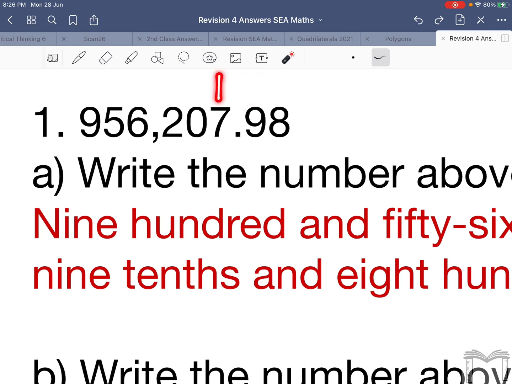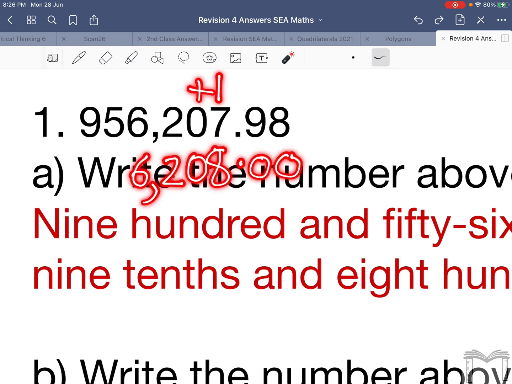We will add 1 to the 7, which will give us 8. And all the numbers on the right of the 8 will become 0. All the numbers on the left of the 8 we will keep. So the answer is 956,208.